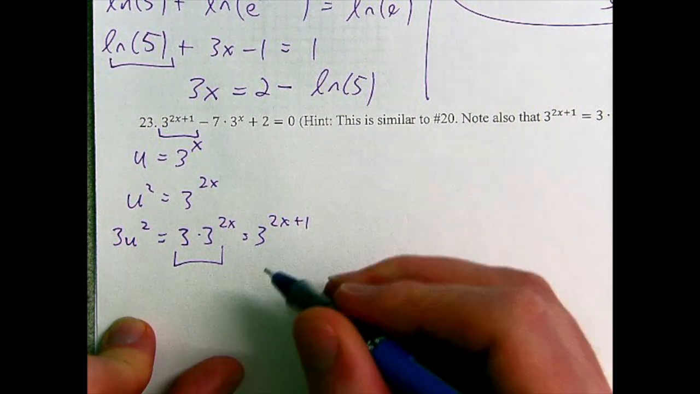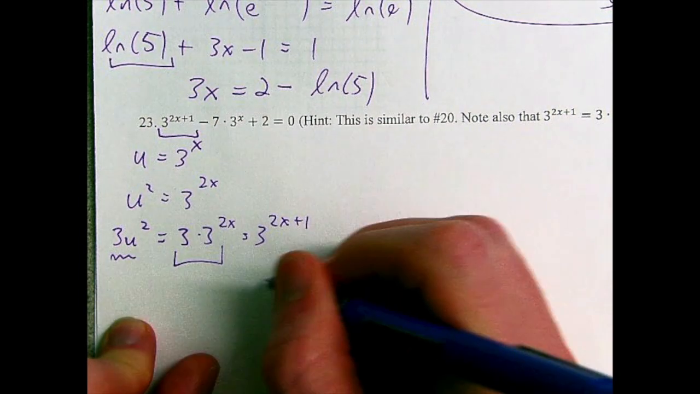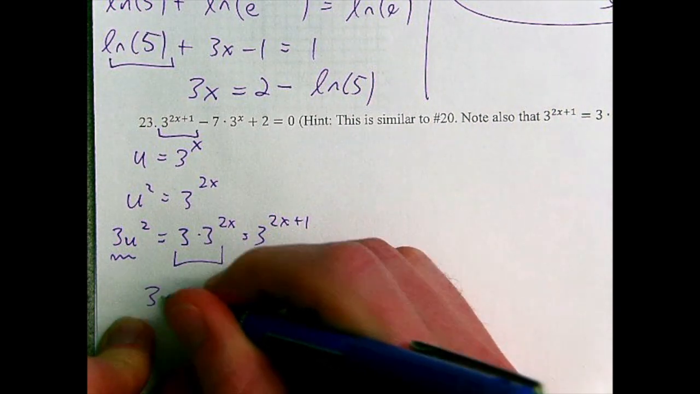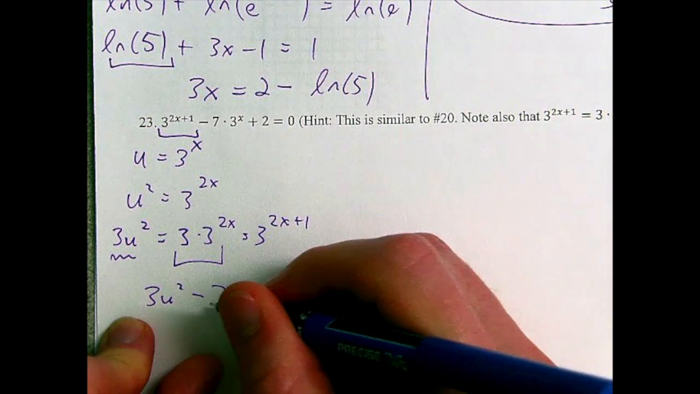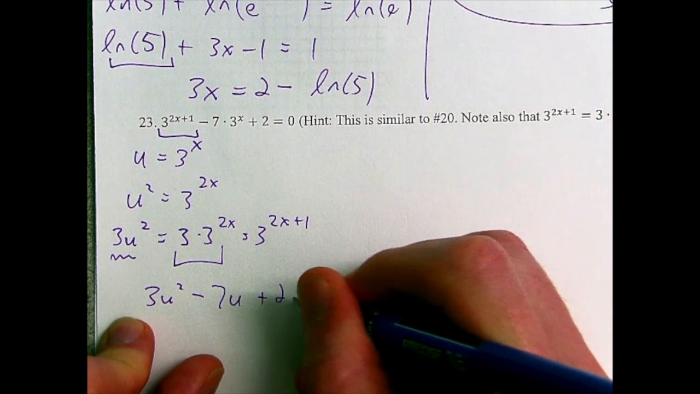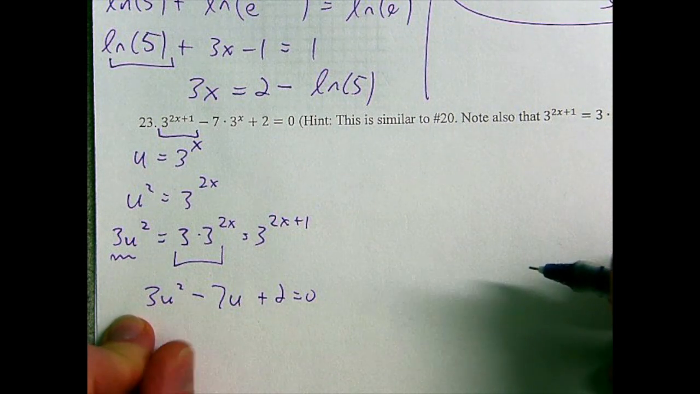Yeah, so it's 3u squared. That's what I'm getting at. This expression here is 3u squared. So that's 3u squared minus 7 times 3 to the x, which is just u, plus 2 is equal to 0. Solve this quadratic.